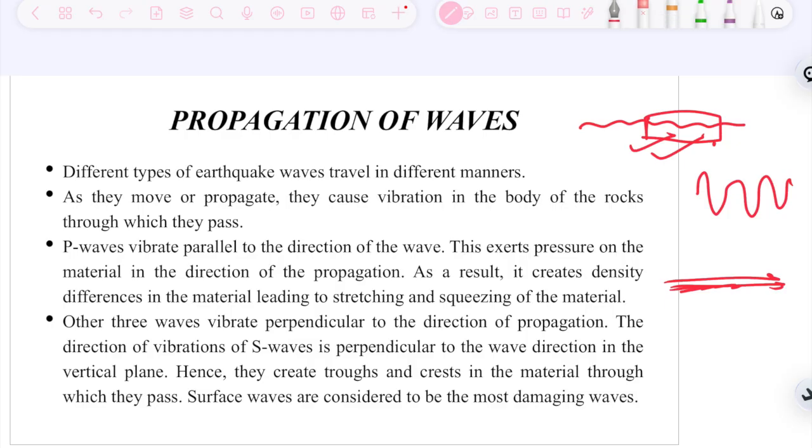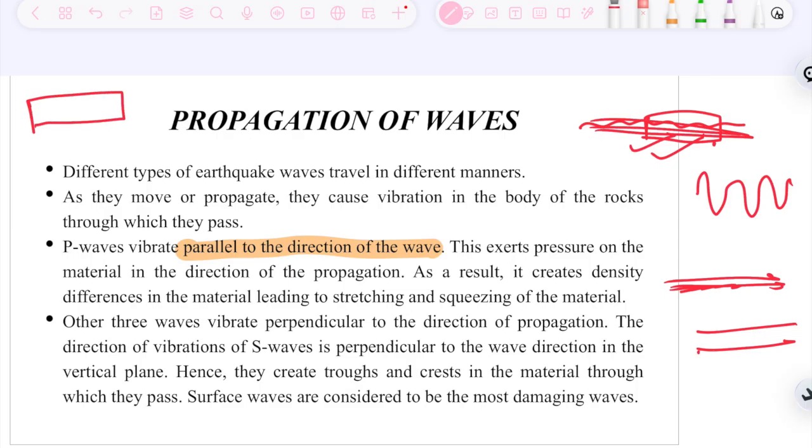So let's first try to understand it in the case of P wave. P waves vibrate parallel to the direction of the wave. Now what does parallel mean? Parallel means these are parallel lines. So the wave moves in this direction through a rock. So for example, this is a rock. Now P wave moves in this direction, so the vibration will also be in this direction only. This exerts pressure on the material in the direction of propagation. As a result, it creates density difference because somewhere the pressure exertion will be more, somewhere it will be less, which leads to stretching and squeezing of material.